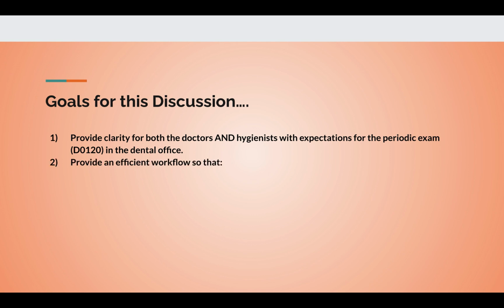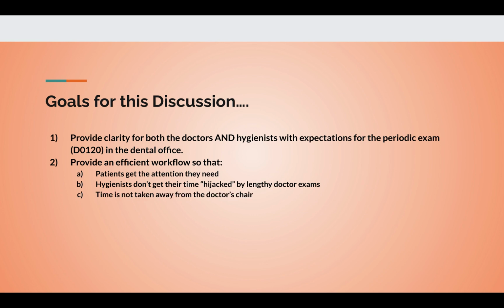Also, to provide an efficient workflow so that, one, the patients get the attention that they need. Maybe most importantly, so that hygienists don't feel like their time with their patients is hijacked by lengthy doctor exams. And also, so that time is not taken away from the doctor's chair, so that they can be efficient doing what they do, whether it's surgical or restorative.